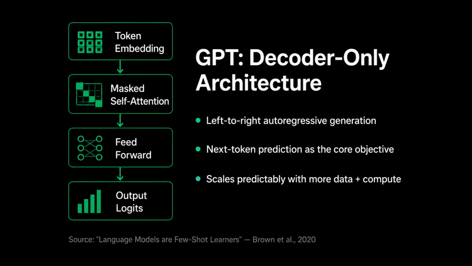The GPT-3 paper, which is where the architecture really went mainstream, showed that if you just throw more parameters, more data, and more compute at a decoder-only model, performance keeps climbing in a way that's surprisingly predictable. So that predictability is actually what led OpenAI to bet so heavily on scaling. They weren't guessing, they had the scaling laws to back it up.